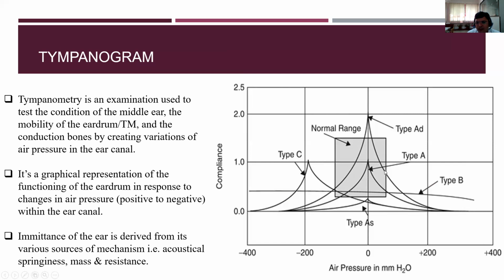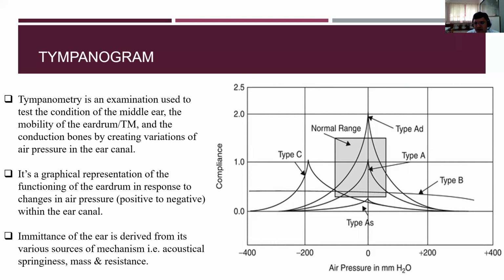So for the convenience of the clinicians, these graphical representations are given some nomenclature, which is represented as type A, AS, AD, type B, type C. So basically, type A is the typical finding which is expected if middle ear functioning is normal, except in a few conditions like otosclerosis, where sometimes you get an A-type tympanogram, though it is a pathological condition. Similarly, if someone has impacted earwax or a perforated TM, you are expecting a B-type tympanogram. Someone who has negative middle ear pressure, you are expecting to get a C-type tympanogram.